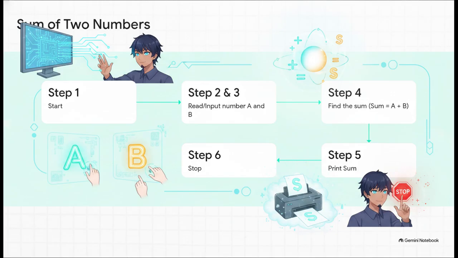A computer algorithm must explicitly tell the machine exactly when to wake up and begin, and exactly when it's totally finished. In between all that, it reads the first number, reads the second number, adds them together, and prints the result for us to see.